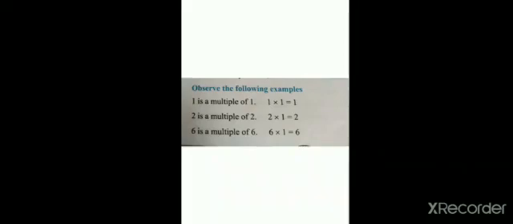Observe the following examples. 1 into 1 is equal to 1. Here 1 is the multiple of 1. 2 into 1 is equal to 2. Therefore 2 is the multiple of 2. 6 into 1 is equal to 6. 6 is the multiple of 6. 9 into 1 is equal to 9. So 9 is the multiple of 9. 11 into 1 is equal to 11. 11 is the multiple of 11. From the above examples, we can conclude that every number is a multiple of itself.